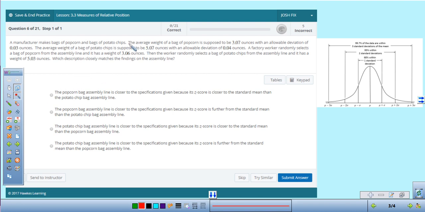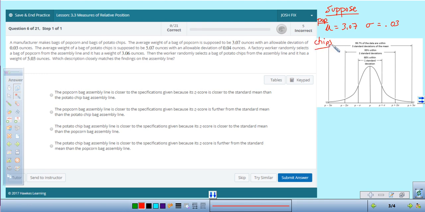So we have a manufacturer that makes popcorn and potato chips. The average weight of what you're supposed to be. So our standard, what we're supposed to be. Okay, so when it goes down the line, what we're supposed to have is a mean equal to 3.07 and a standard deviation of 0.03 ounces. And the average weight of a bag of potato chips is supposed to be, alright, I'm sorry, that was popcorn. So let's put popcorn, and then let's put chips.